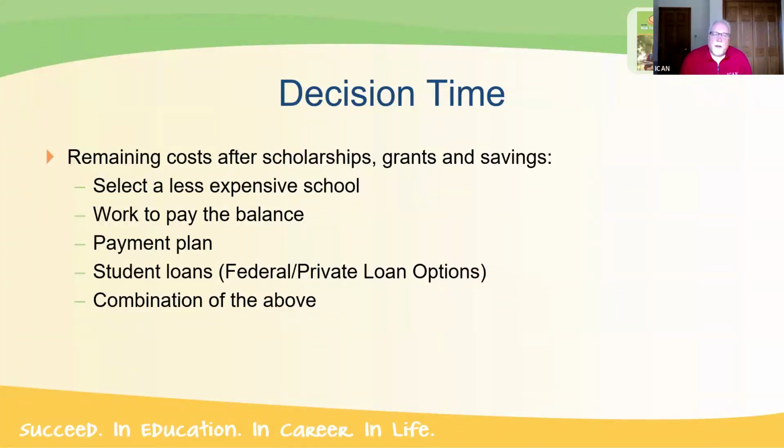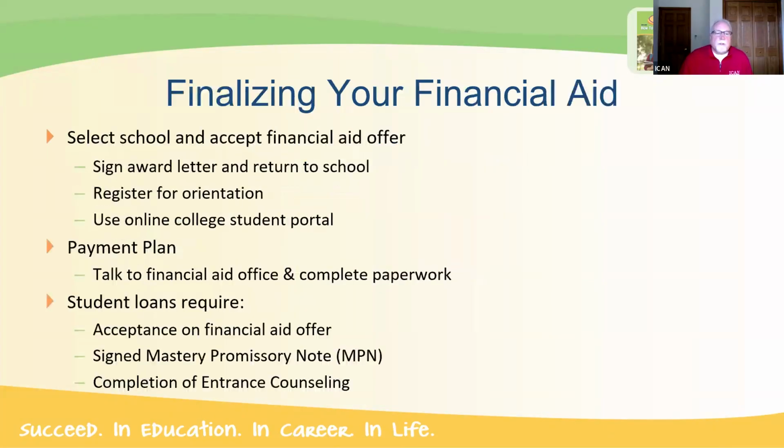Notice that when I listed these different ways to come up with other funding, I put loans last, and that was intentional. My suggestion would be to try to figure out how we can come up with this out-of-pocket expense without borrowing student loans. And we'll talk more about that a little bit later. So eventually, once you determine where the student's going to go, and by the way, hopefully money's not the only thing determining where a student's going to go, but it's obviously an important factor, then, usually through that student portal, you electronically sign the award letter, return it to the school, and then register for orientation.